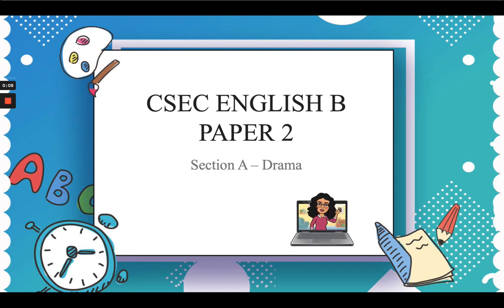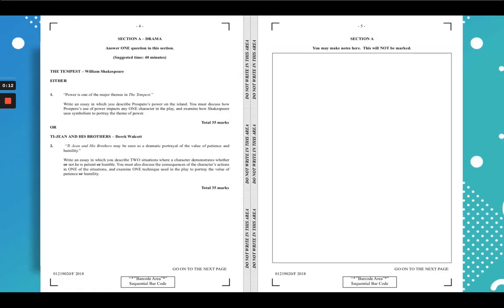Today we will be looking at Section A, Drama. This is what Section A looks like. You are given two choices, but you only have to write one essay. The first choice is The Tempest by William Shakespeare, and the second is Teja and His Brothers by Derek Walcott.